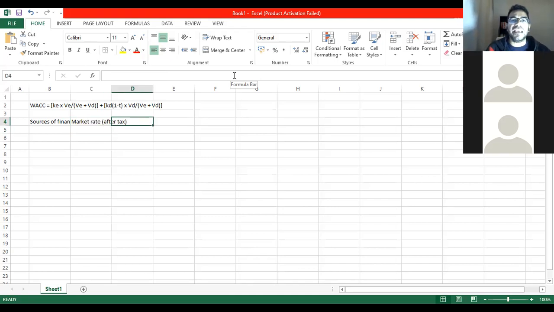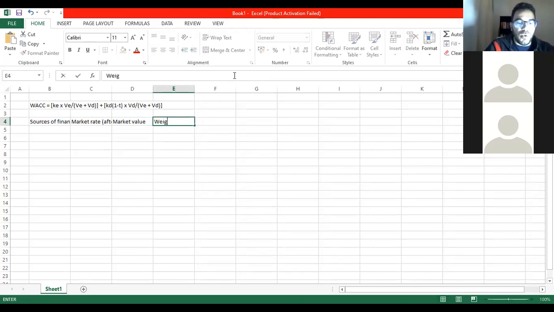The third thing we need is a weighting. But remember, if the weighting is not given, we need to calculate our weighting. The way we calculate our weighting is by determining the market value. So once you have your market value, you can get your weighting. And once you have your weighting, you can actually get WACC.